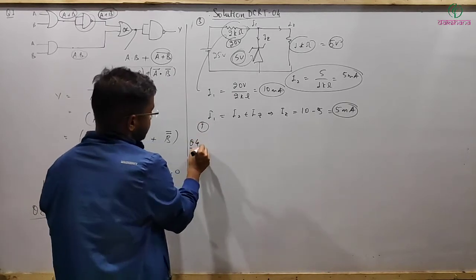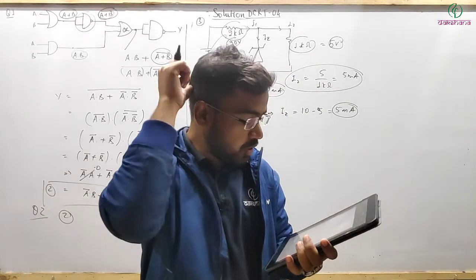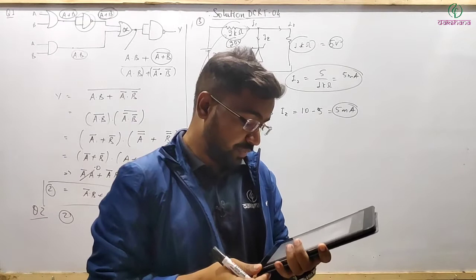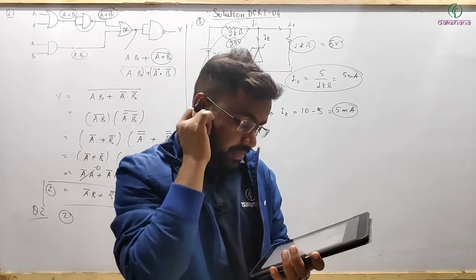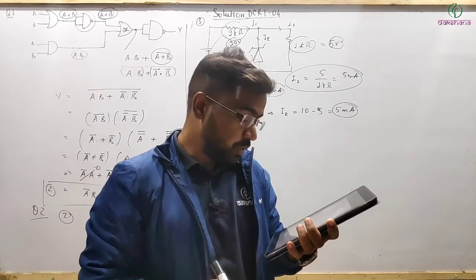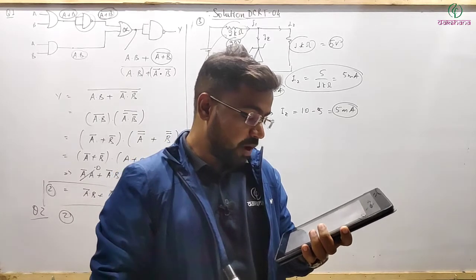Next, question number 4. A transistor is used as an amplifier in common base mode with a load resistance of 5 kilo ohm. The current gain of the amplifier is 0.98 and the input resistance is given as 70 ohm. Find the voltage gain and power gain respectively.